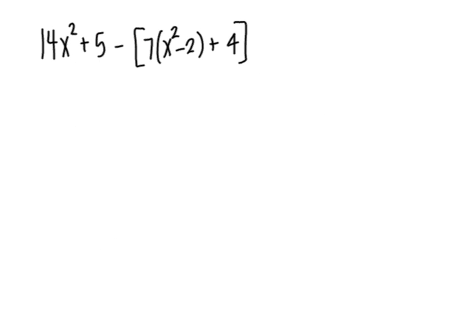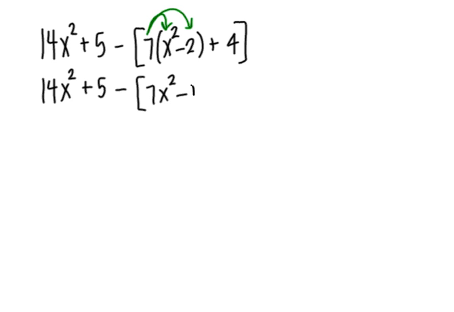Our next one is a doozy. We have 14x squared plus 5 minus the brackets, and inside the brackets you have 7 times x squared minus 2 plus 4. We're going to work inside the brackets first. So 7 times x squared and 7 times 2. We get 14x squared plus 5 minus, this would give me 7x squared minus 14 plus 4.